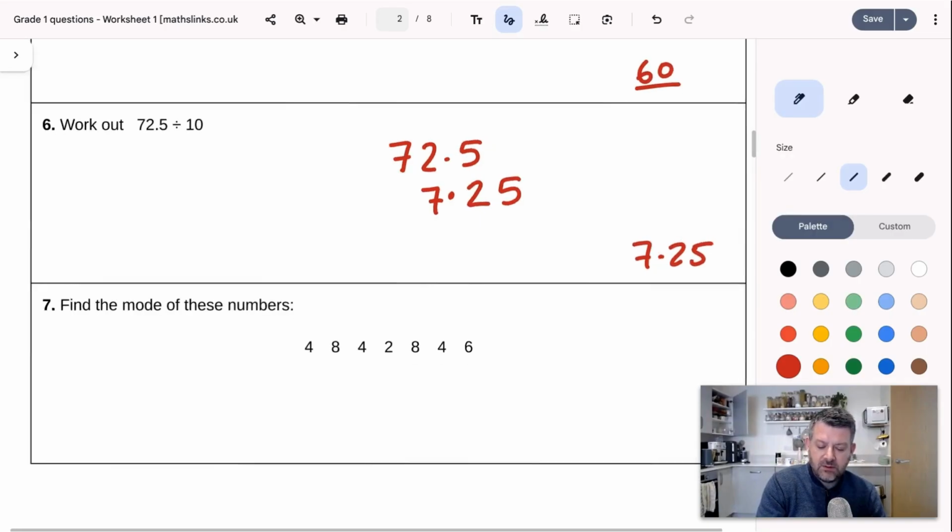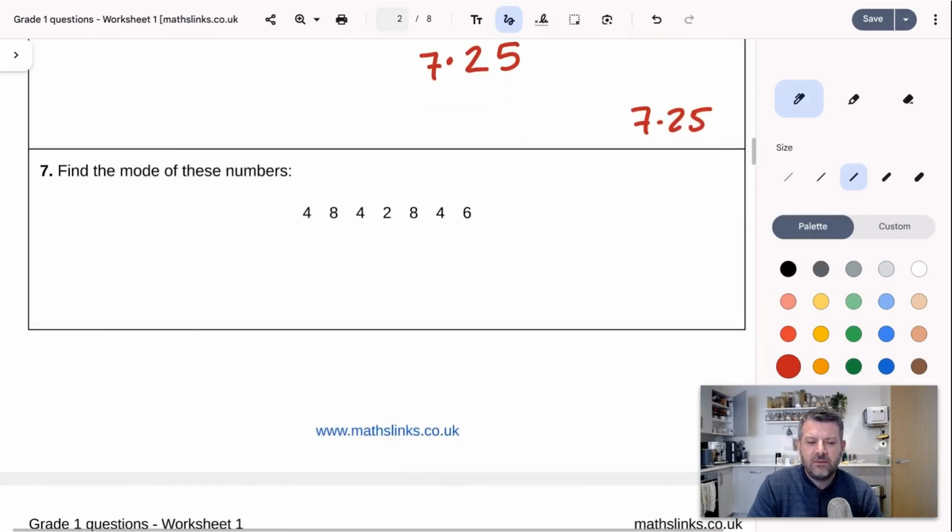The mode of these numbers, so the mode is one of the methods for finding an average. It's one of the simplest ways of finding an average. It's just whichever number came up the most. And I think just looking at this list, we can see quite clearly that 4 is the number that came up the most. So that's the mode.